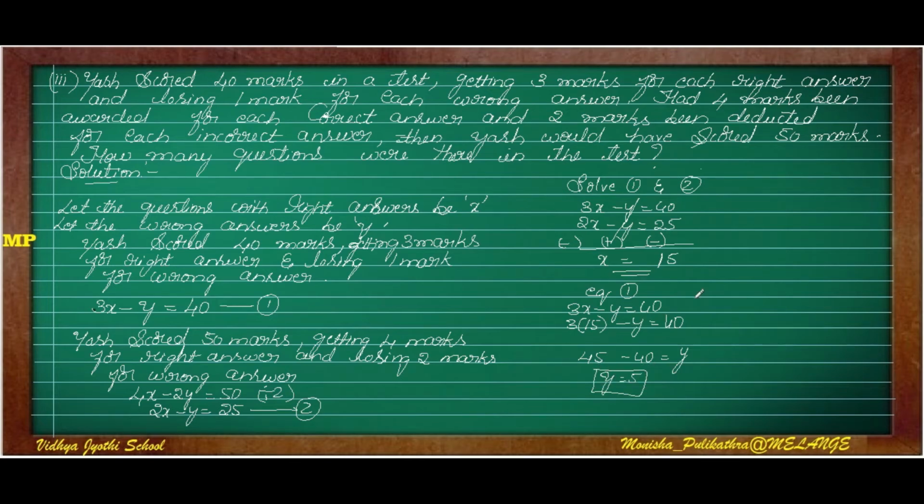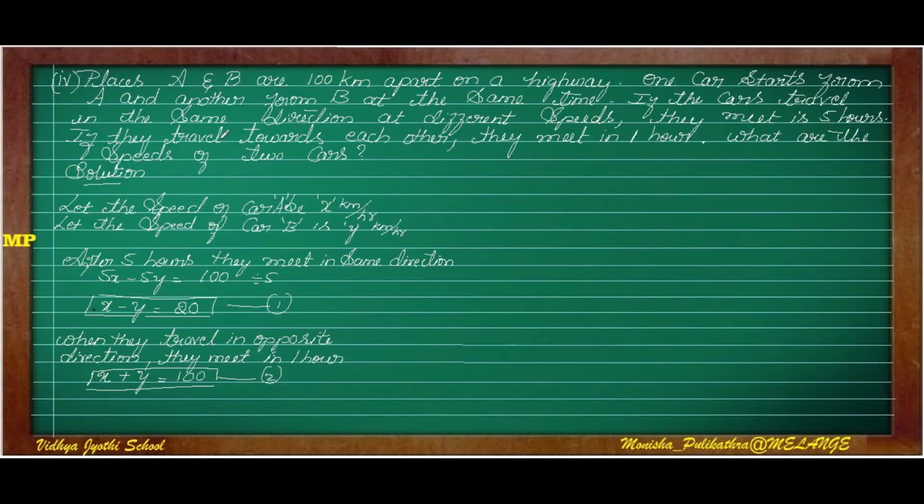So how many questions were there in the test? So x is the number of right answers, correct answer questions, and the number of correct answers is x is equal to 15, and the number of incorrect answers is y is equal to 5. So I hope you understood this. Let us move to the fourth question of this session.